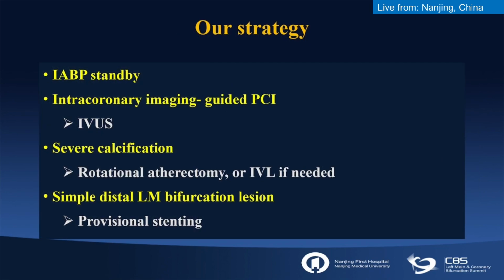Today, the target lesion is the left circumflex, and we plan to perform IVUS-guided PCI with IABP standby. For severe calcification in the distal left main and LAD, we may use rotational atherectomy or intravascular lithotripsy if needed. For this simple distal left main bifurcation, we plan to use provisional stenting.